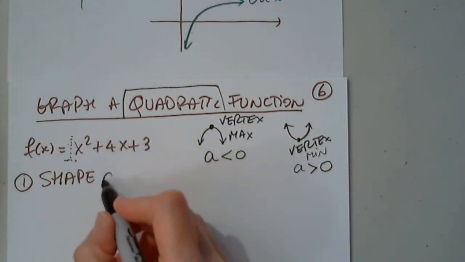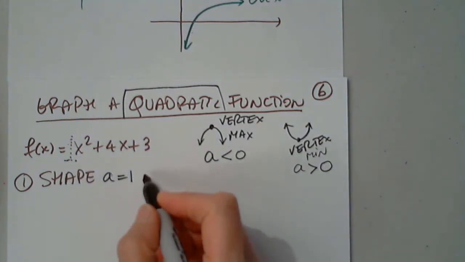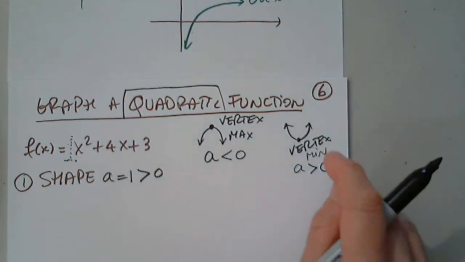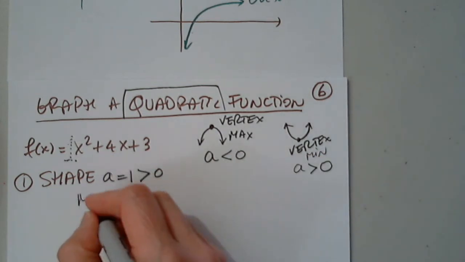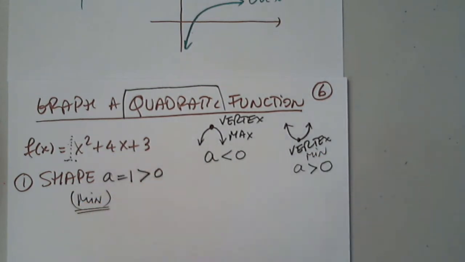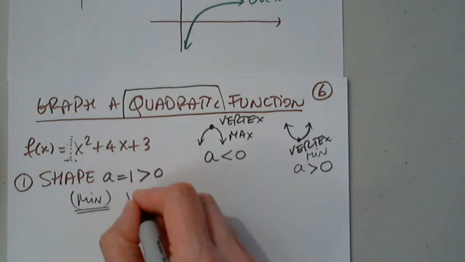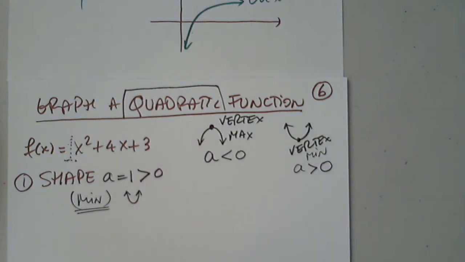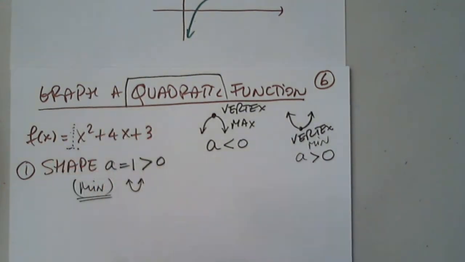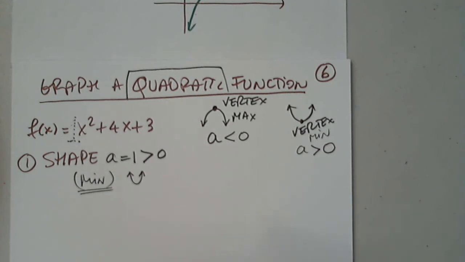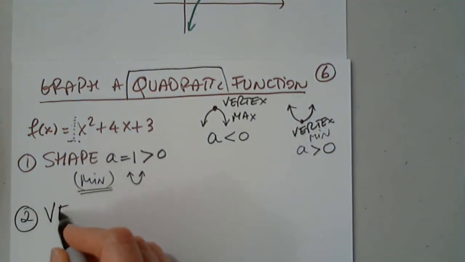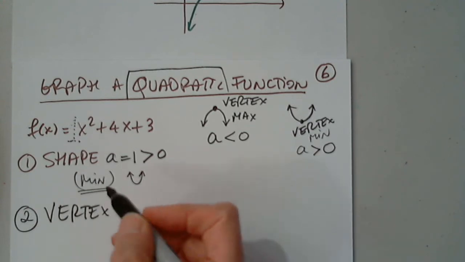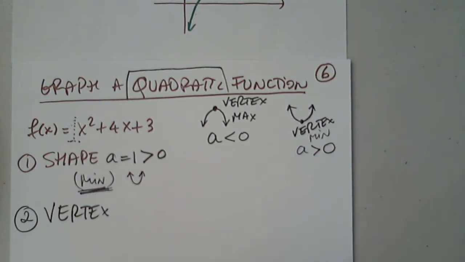Since the leading coefficient in this case is 1, and this is positive, then I know we are looking at a minimum. So the graph will look like this, for sure. Without even graphing, we know that. So the next step is what is called the vertex, which will be a minimum in our case.